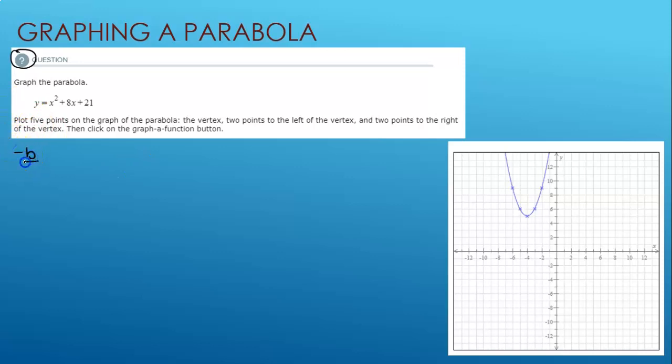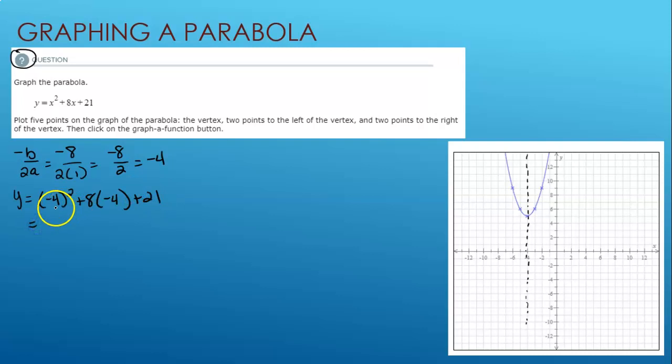So you should have started with negative b over 2a to get your axis of symmetry. So that should have been negative 8 over 2 times 1. That's negative 8 divided by 2, which is negative 4. So my axis of symmetry, the middle, is right here. So now I want the y value that matches with that. So that's y equals negative 4 squared plus 8 times negative 4 plus 21. Watch your negative. A negative times a negative becomes a positive. A positive times a negative becomes a negative.